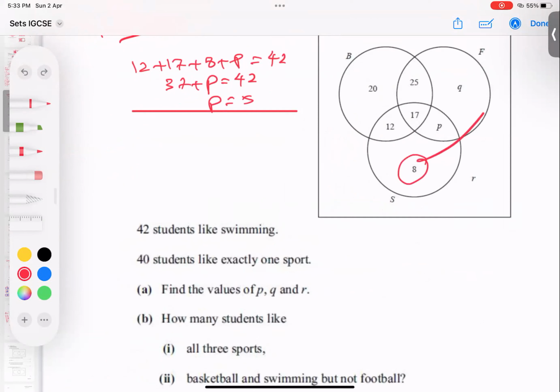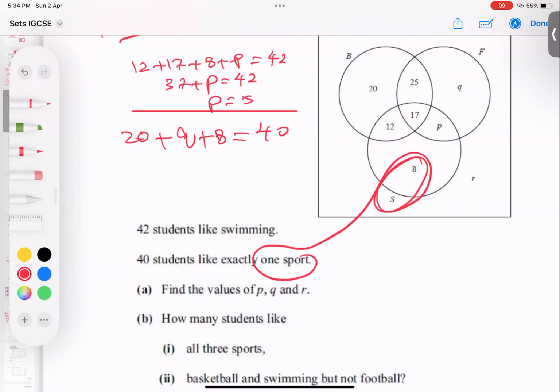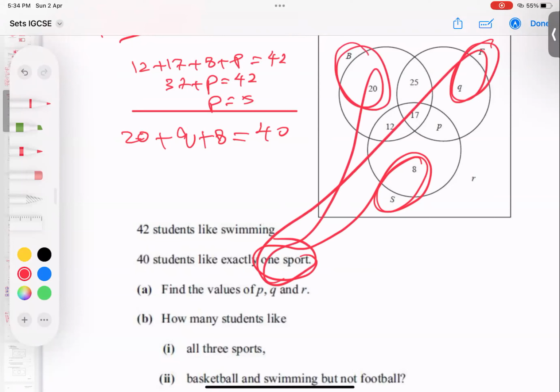So it means 8, Q and 20. I repeat, 20 plus Q plus 8 equals 40. You ask, why add also? Reason: because only swimming is called 1 sport. Only football means 1 sport. Only basketball is called 1 sport.